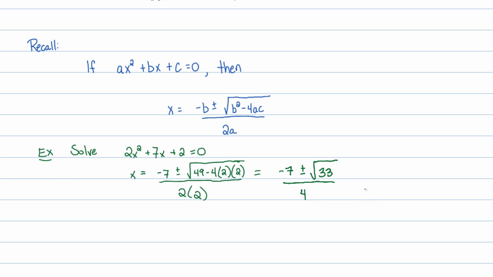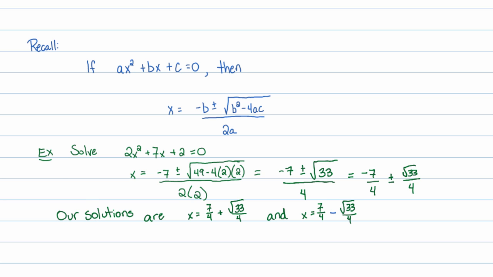Now let's zoom into this a little bit more just to take a look at what's important here. That becomes negative 7/4 plus or minus the square root of 33 over 4. And there's something significant about that. So our solutions are x equals negative 7/4 plus square root of 33 over 4, and x equals negative 7/4 minus square root of 33 over 4. They're almost the same answer, except they differ by that sign in the center. One's positive, one's negative. These are known as conjugates.